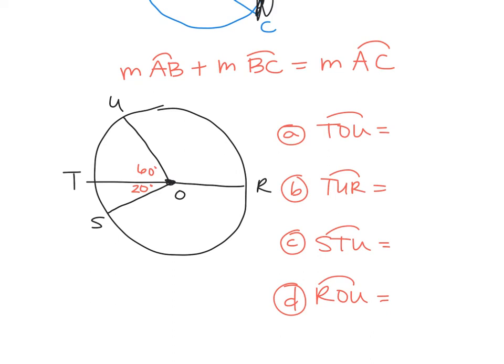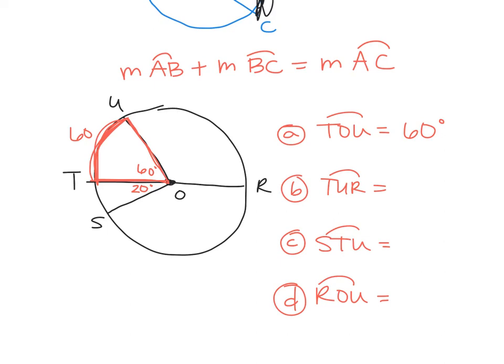So if they throw the O in, that's just helping you to see where we're at. If they say, for instance, arc TOU, okay, TOU is this angle. So it's the arc associated with that angle, which would be this arc. So how many degrees is TOU? 60, right? This arc is the same as that one. So that's 60 degrees. Okay, so arc TOU is 60 degrees.